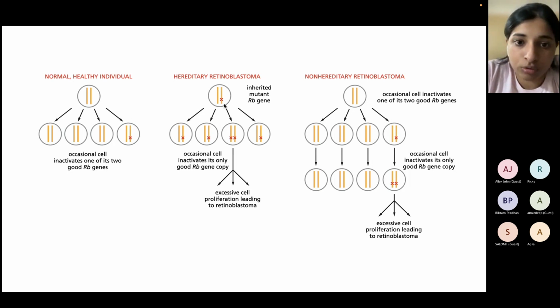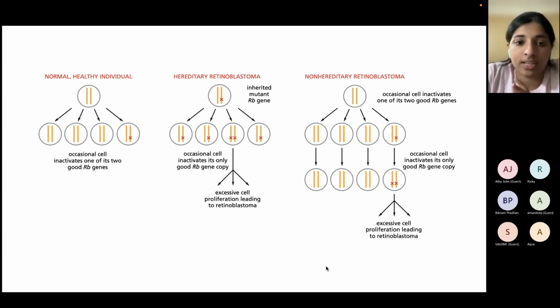However, if there is an individual already having one mutated copy, then it requires only one other mutation in the other copy, ultimately leading to excessive cell proliferation and retinoblastoma. It is also possible that in a normal individual, the chromosomes first gain mutation in one of the locus and then proceeds to gain mutation in the other locus. However, this is very very rare, ultimately leading to excessive cell proliferation and retinoblastoma.